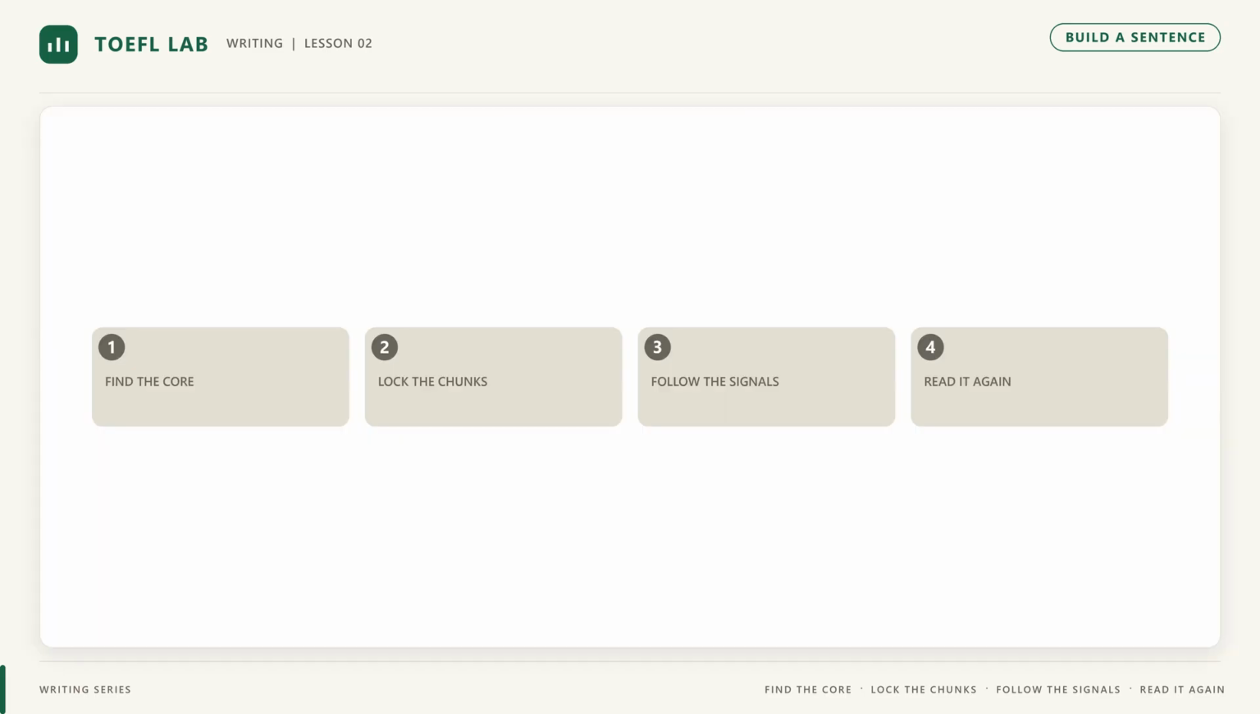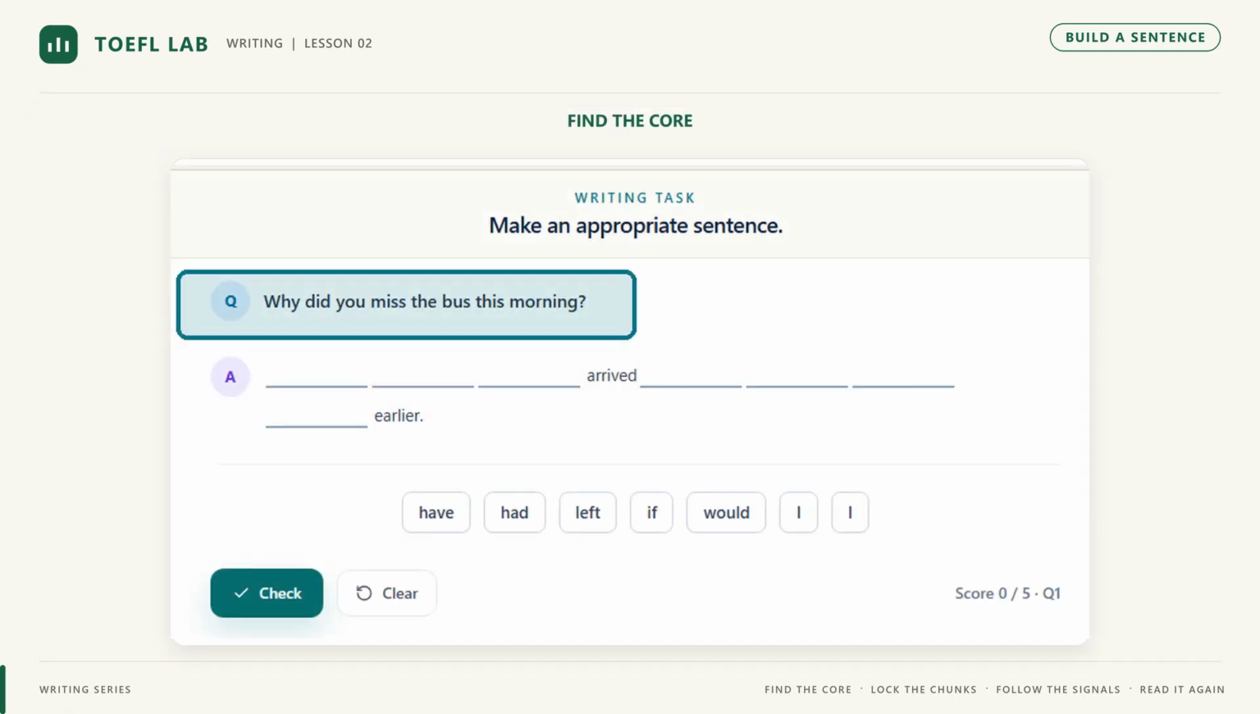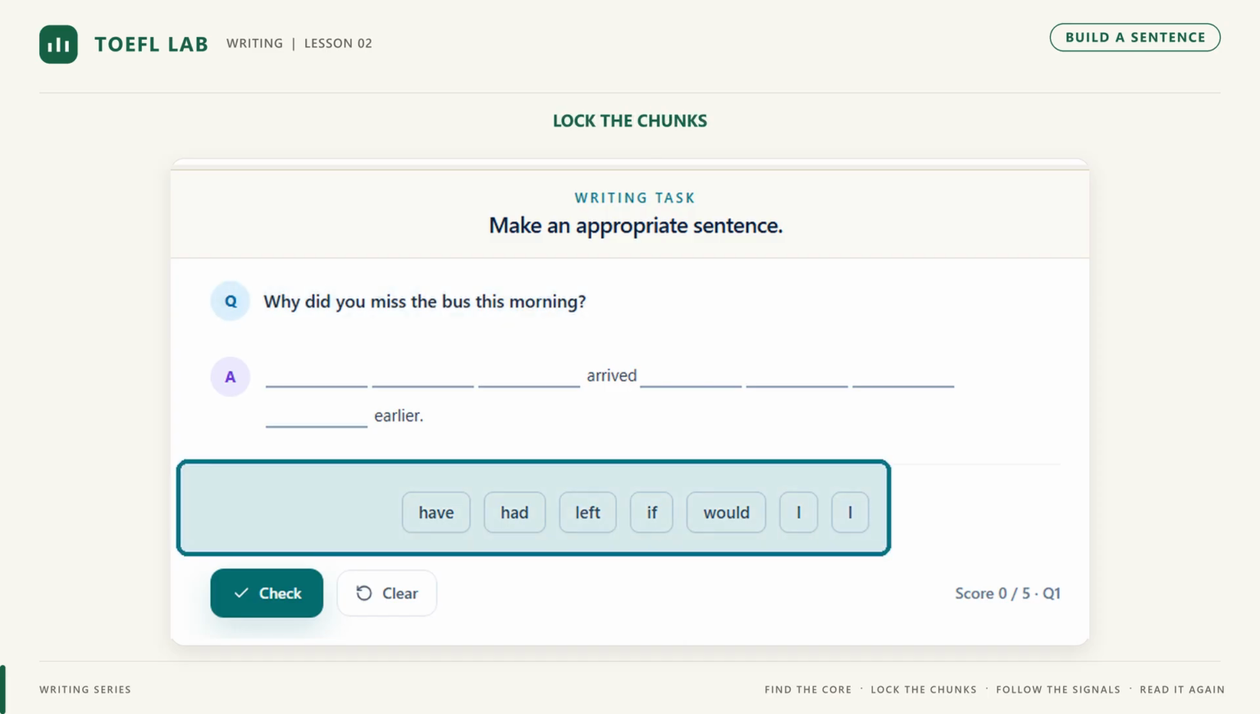Here's the method, 4 steps. Step 1, find the core. Read the first line for context, then look at what's already fixed in your reply. That tells you the subject, and often the shape of the whole sentence. Step 2, lock the chunks. Some pieces belong together, a modal and its verb, an if clause. Treat them as one unit, never split them apart.